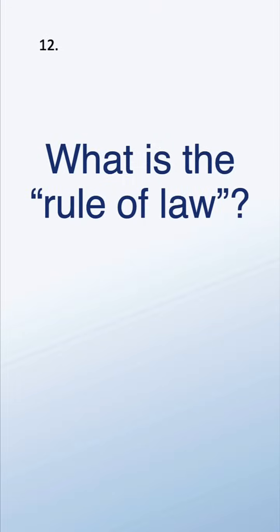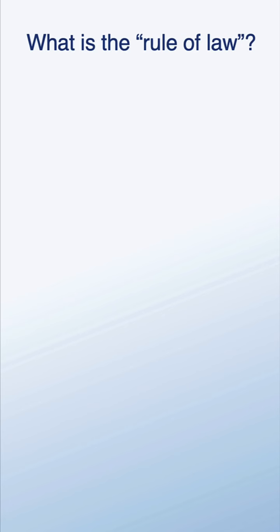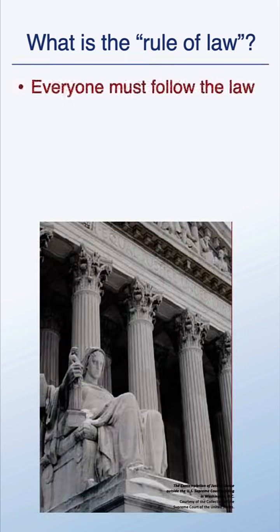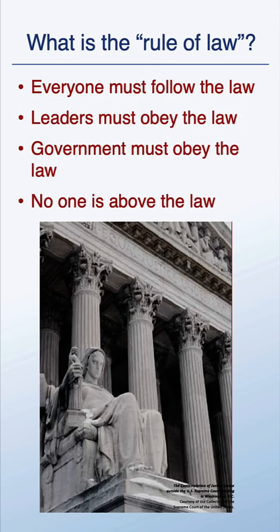What is the rule of law? The rule of law means that everyone must follow the law, or leaders must obey the law, or government must obey the law. Basically, no one is above the law. Okay? Any of these answers would be marked correct. Very good. The rule of law.